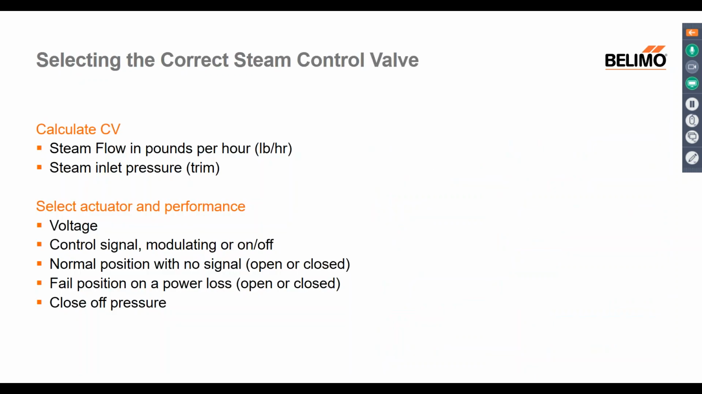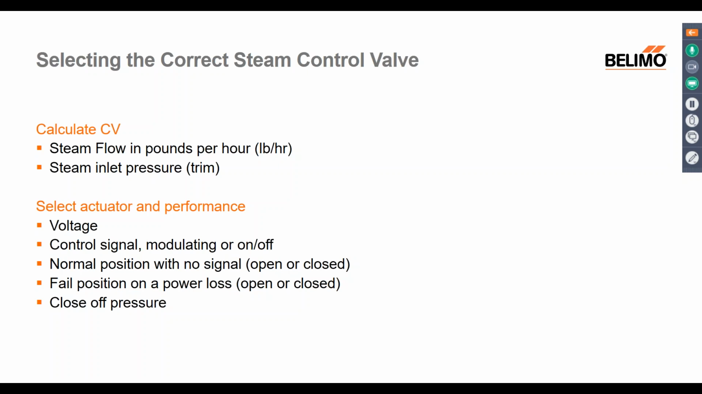So selecting the correct steam valve, whether we're working with the customer direct or if we're working off equipment schedules to determine what size valves we need, we need to know the steam flow. What is it in pounds per hour? If they're giving it to you in different forms, if they're giving you BTU, if they're giving you MBH, you have to calculate it into pounds per hour. Steam inlet pressure. And the steam inlet pressure will also determine the trim, as we discussed.